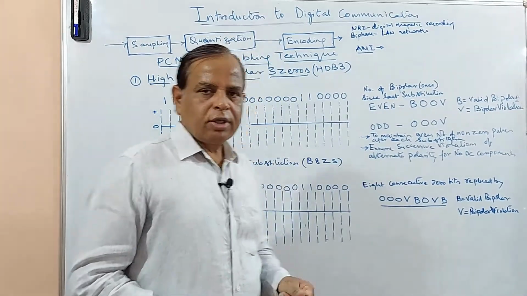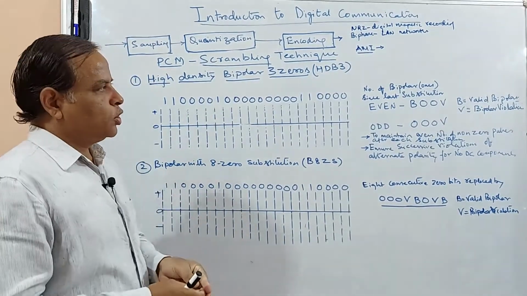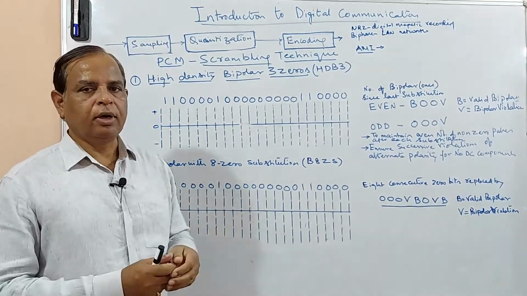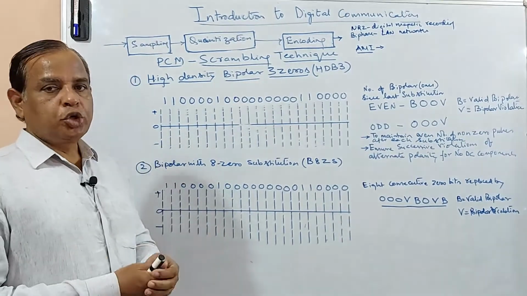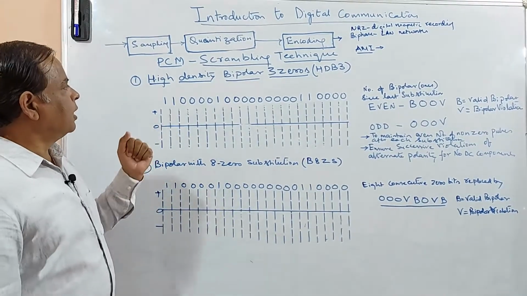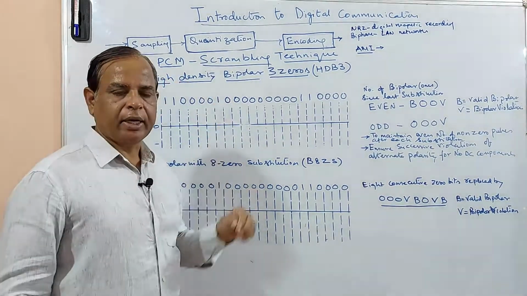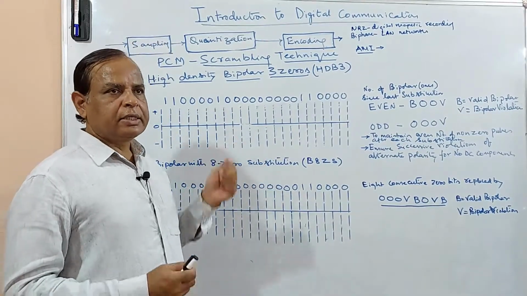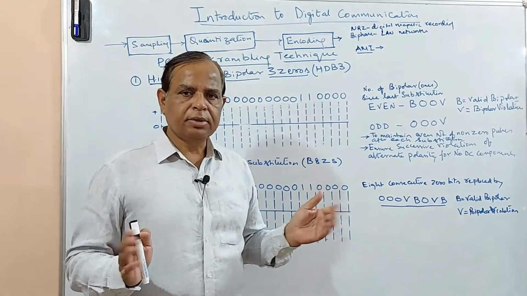So in continuation with our line coding schemes, in the last session you have seen the different types of line coding schemes available with us. Today we will see another technique in PCM, called a scrambling technique. Why is this required? We have seen many schemes as such.